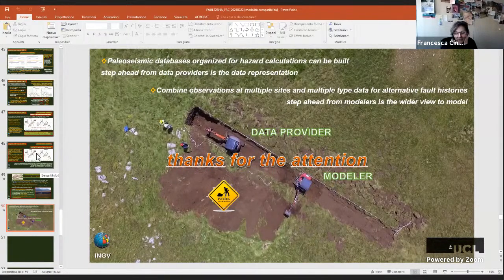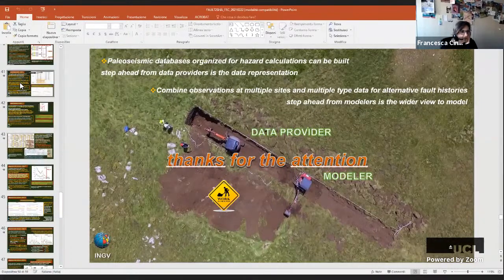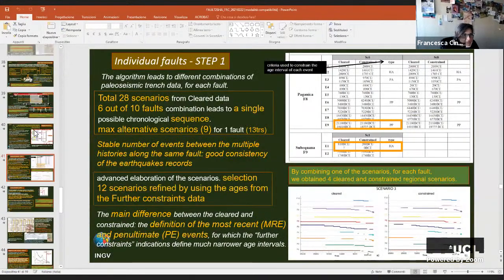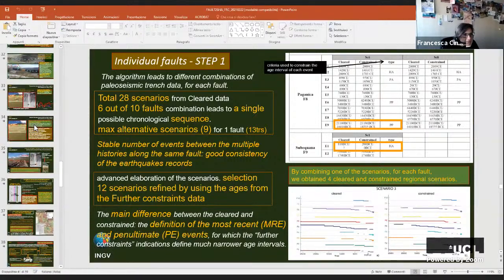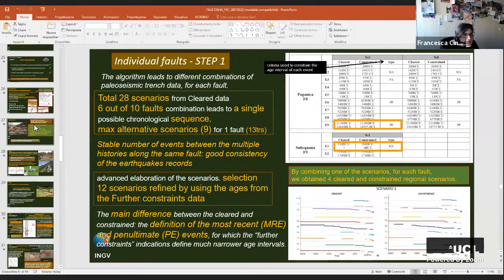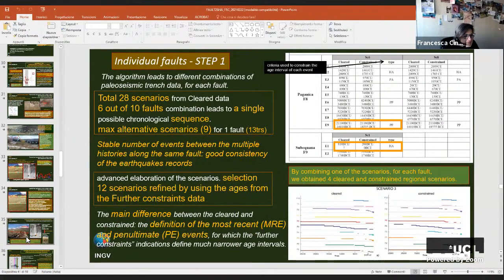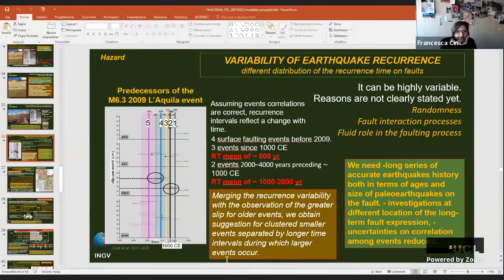What we found, for example, in the trench in L'Aquila, 500 years was... I'll show you the slides. Okay, here it is. Yes, as a mean recurrence time, 500 years we found. Is that your question? I mean the minimum.